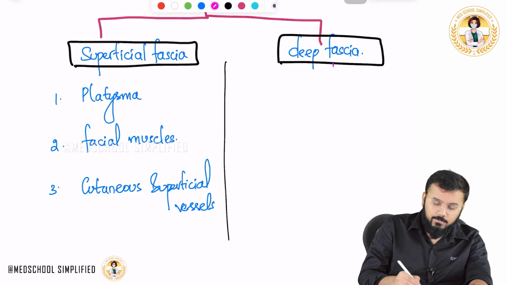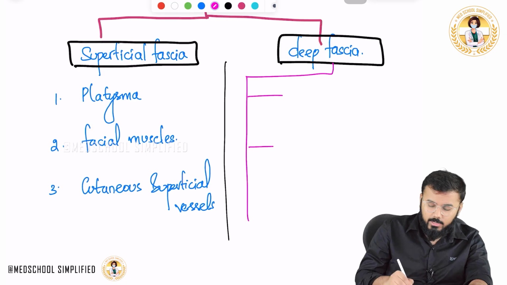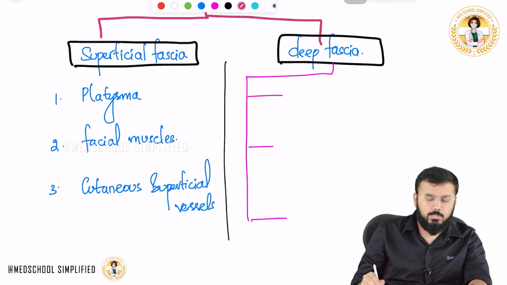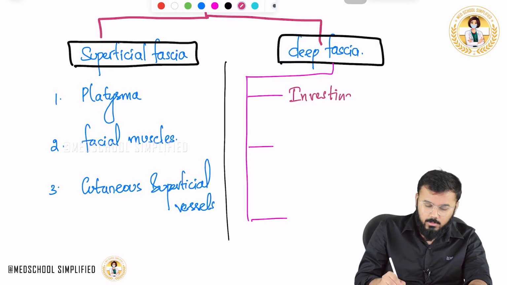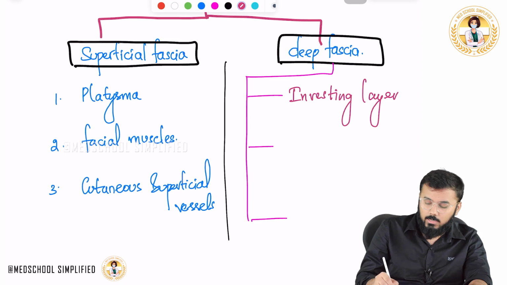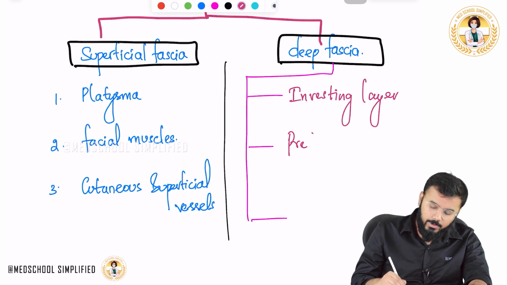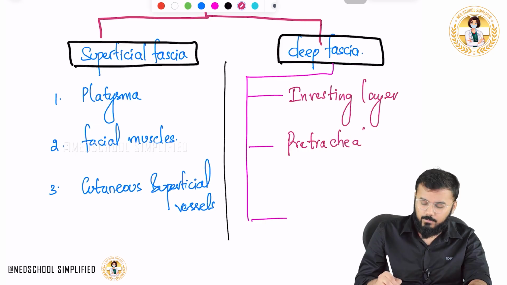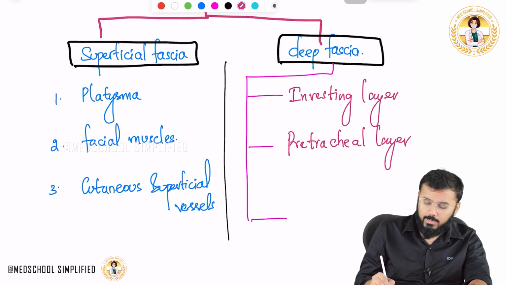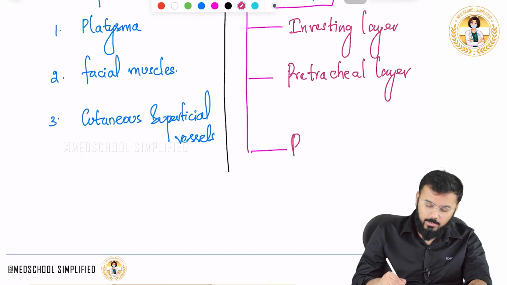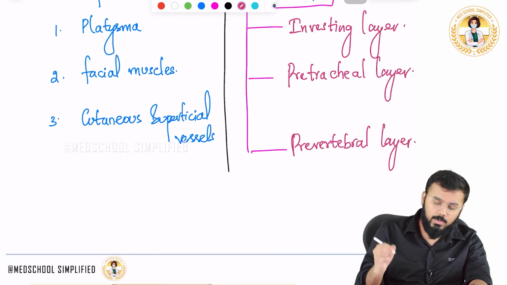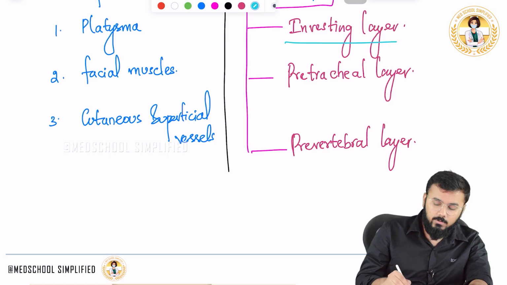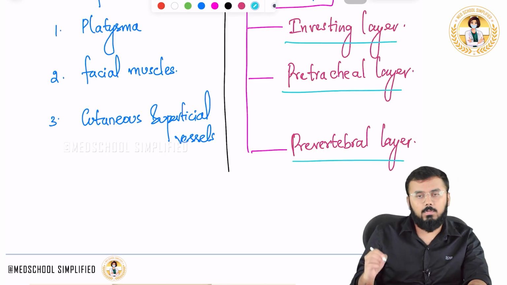Coming to the deep fascia, within the deep fascia we have three important structures. What are those three? One is called the investing layer. Another one is called the pretracheal layer. And the third one is called the prevertebral layer. So there are three important layers: the investing layer, the pretracheal layer, and the prevertebral layer.